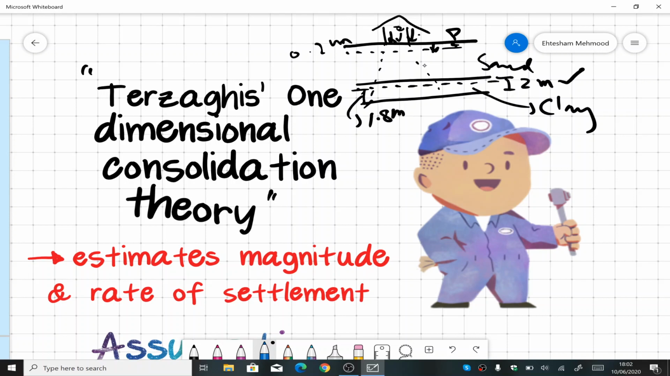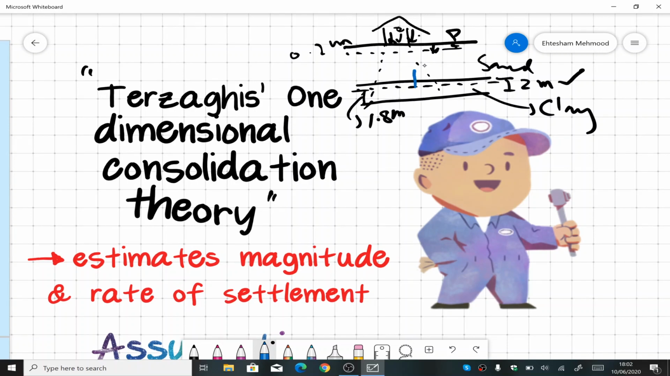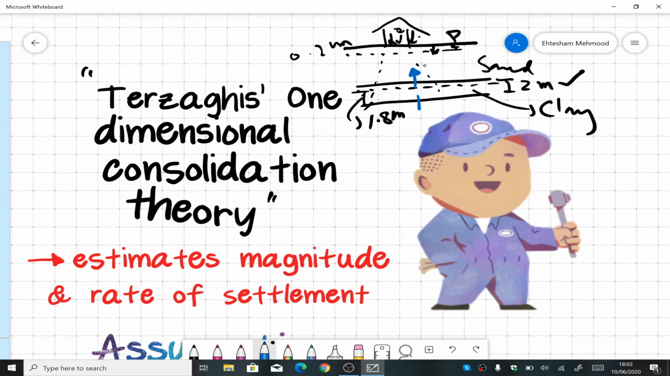According to Terzaghi's one-dimensional consolidation theory, water can only move in the upward direction and the downward direction. It does not move sideways. This movement does not happen. Water only moves up and down, and obviously you can see that it's a two-dimensional figure. So it's a one-directional flow problem that is considered by Terzaghi. We'll see the details when we do the numericals based on the one-dimensional consolidation theory.